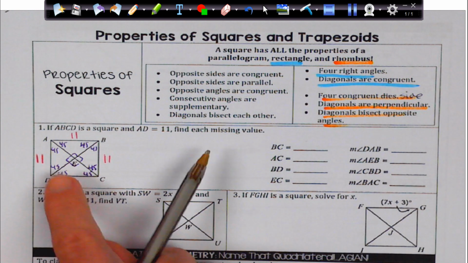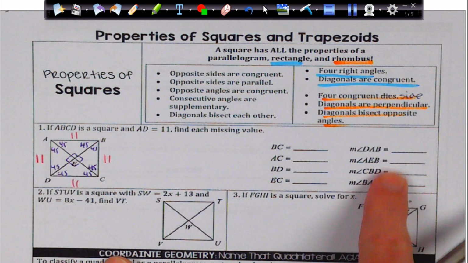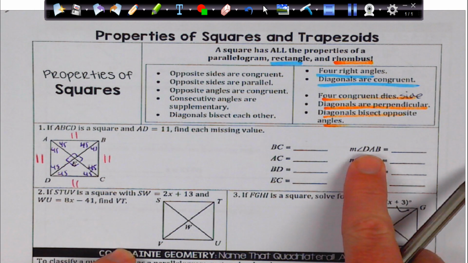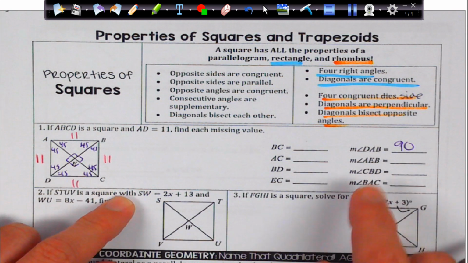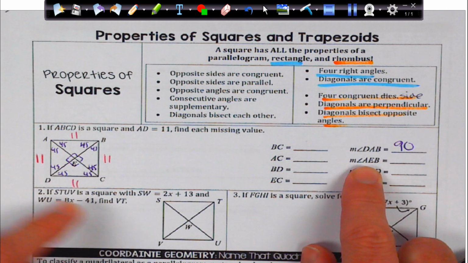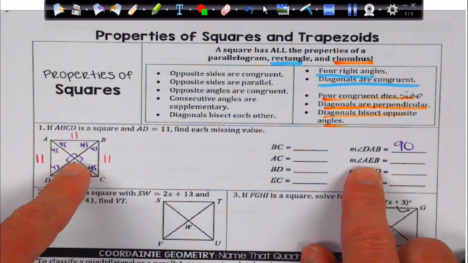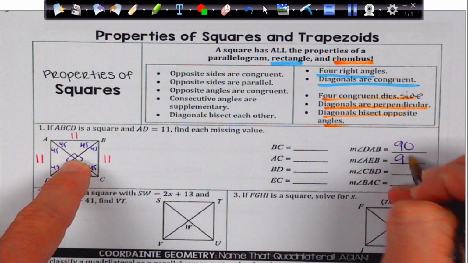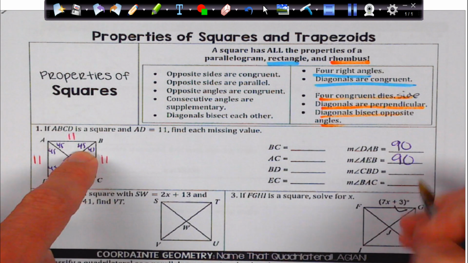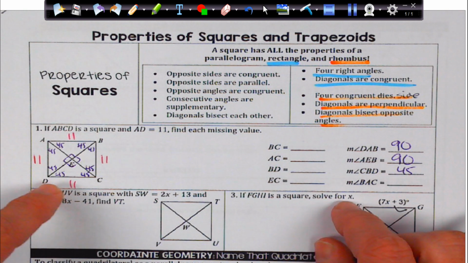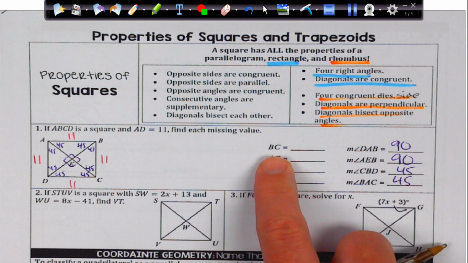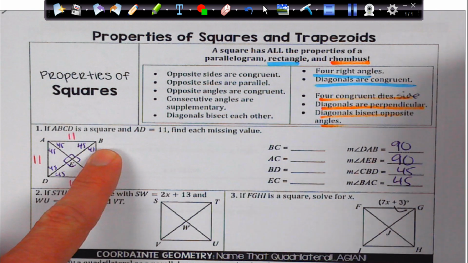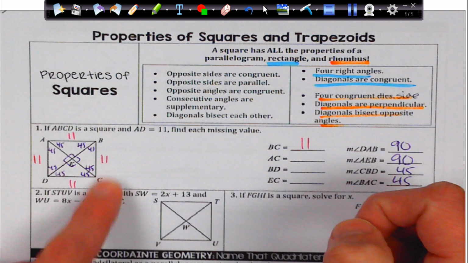So when I look over here and fill this stuff out, it should be pretty easy. So DAB is the whole angle, 90. This is really 90 or 45 basically. AEB, that's this angle in here, that's 90. CBD, that's the little angle up here, 45. And BAC, the little angle up here, is 45. Now BC, 11. These are all sideways, so I'll switch my color.